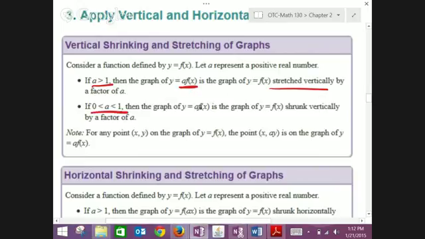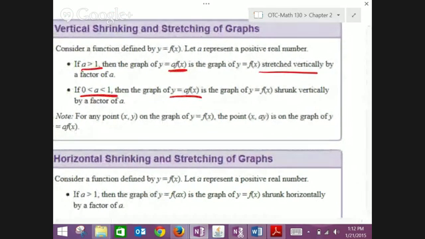If a is less than 1 but greater than 0, because we don't want to deal with a negative yet, so if it's a fraction less than 1, then it's going to be shrunken vertically. If I multiply it by 1/2, if it's going from minus 1 to 1, and I multiply it by 1/2, all of a sudden it's going from minus a half to a positive 1/2, right? So it interacts pretty much like you'd expect.